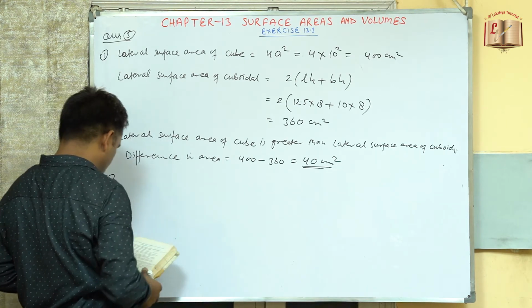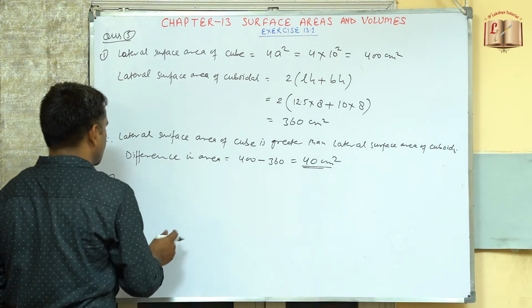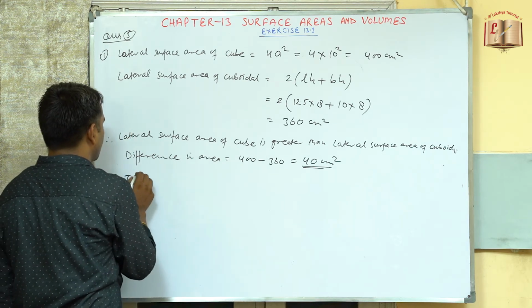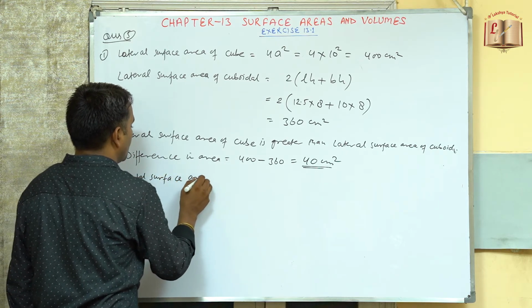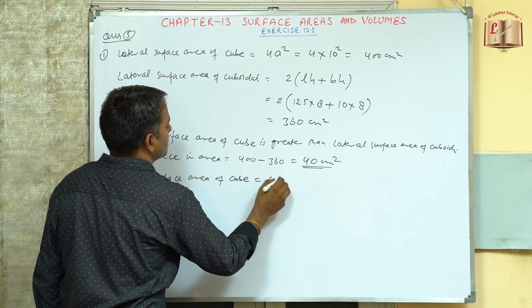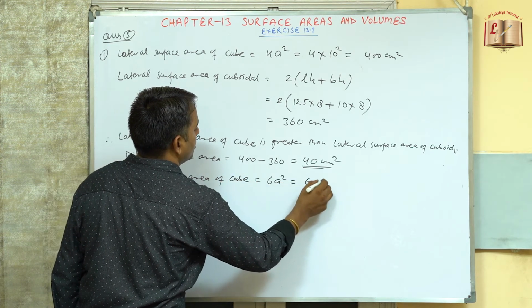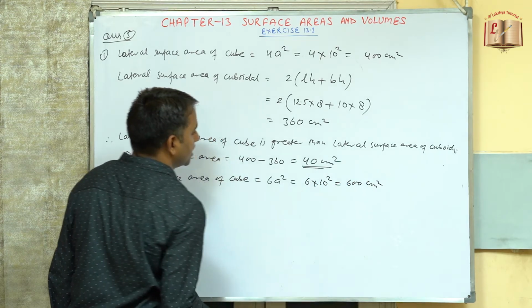Now coming to the second part: which box has the smaller total surface area and by how much? So now we need to find out the total surface area of the cube. So this will be 6a square, so this is 6 into 10 square. So this is 600 centimeter square.